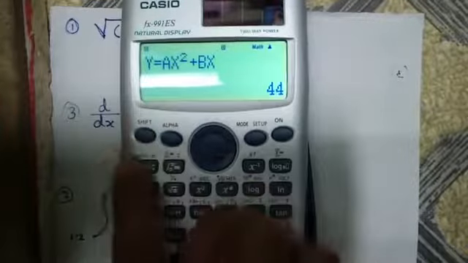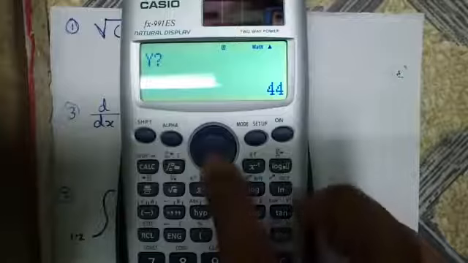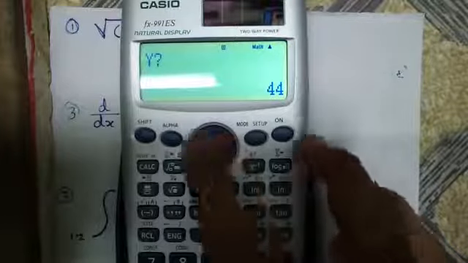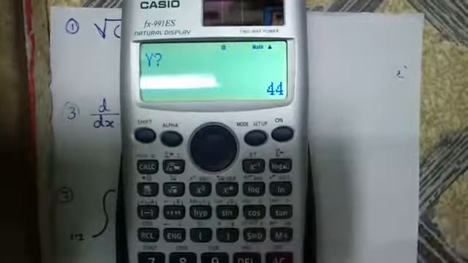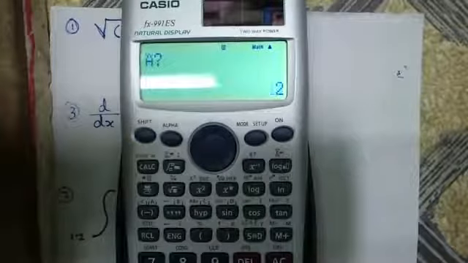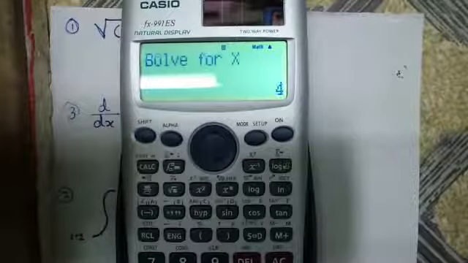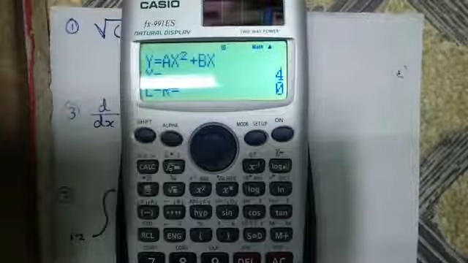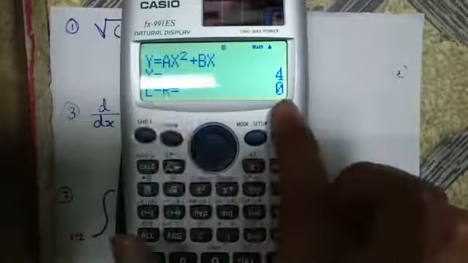And if I press shift and calc, that is the solve feature, it will find out the value of X for given values of Y, A and B. So if Y is 44, A is 2, B is 3, then X would be 4 and the difference of left and right side would be 0.